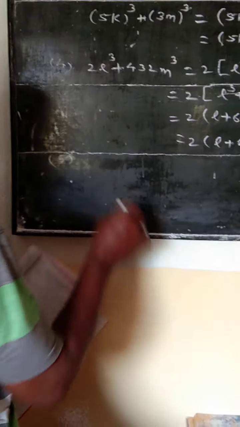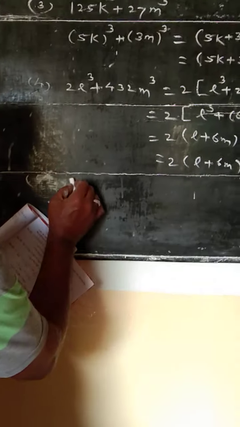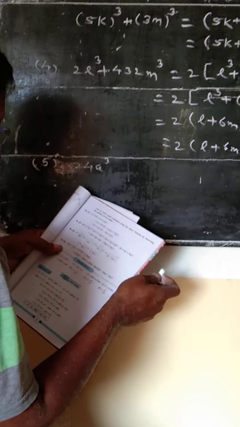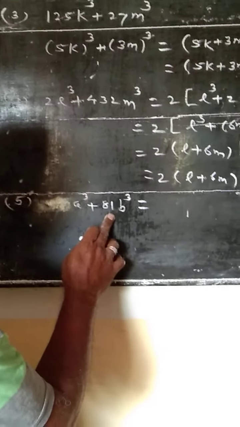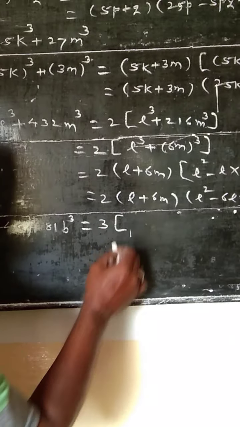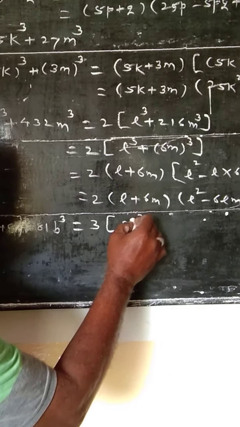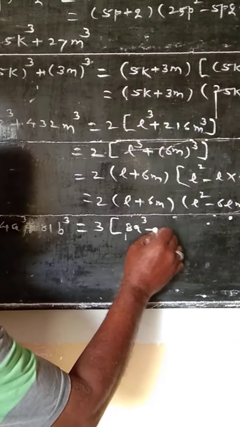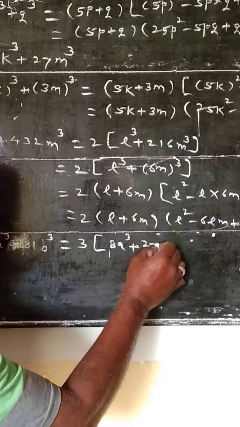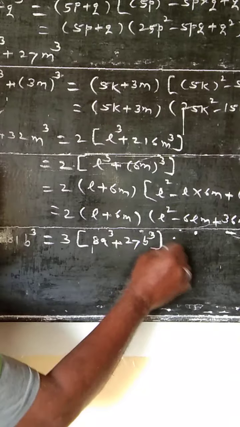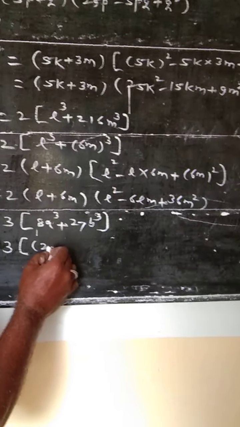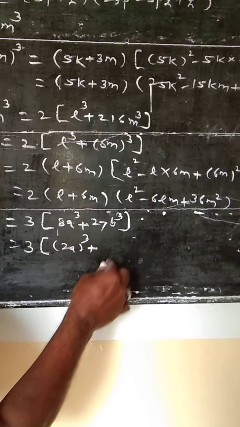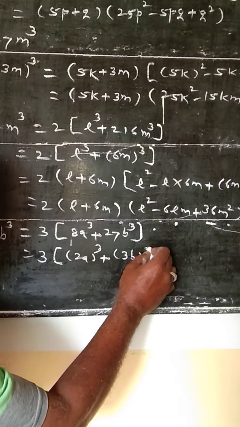Fifth one is 24a cube plus 81b cube. In this also take 3 as common, because we can divide 24 and 81 by 3. So take 3 common. In the square bracket, 8a cube, since 3 eights are 24, and 3 into 27 is 81, so 27b cube. This 3 as it is. 8a cube is the cube of (2a) bracket cube, plus 27b cube is the cube of (3b) bracket cube.